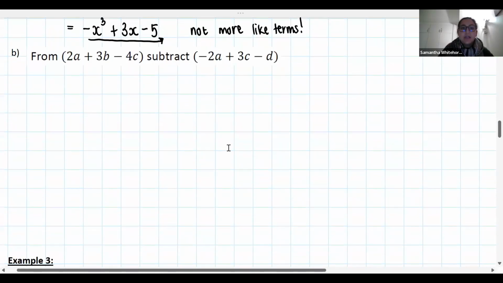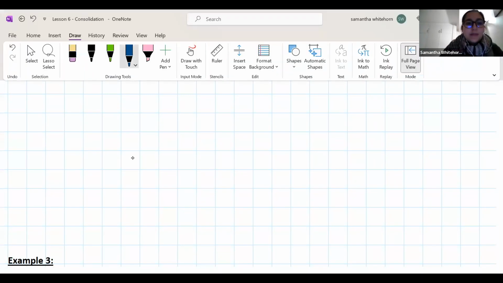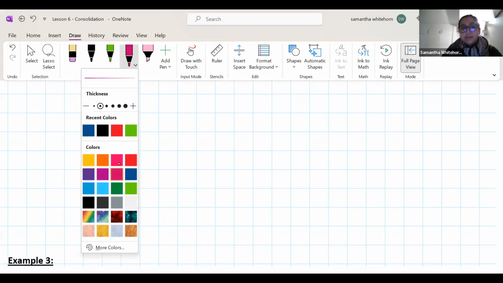So question B here is now a subtraction example. So it says, from the expression 2a minus 3b minus 4c, subtract minus 2a plus 3c minus d. So this is a lot of words, but we actually need to understand what this is saying to us because it's no good rushing into something that we don't actually understand what we're doing.